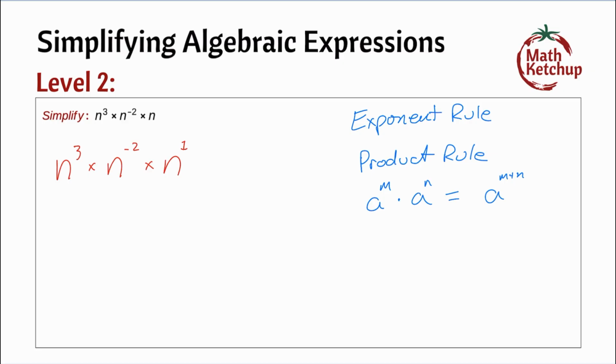So if I go back to our example, I have the same base and I'm multiplying. So I'm just going to rewrite my base and I'm going to add the exponents together. In this case, it's 3 plus negative 2 plus 1. 3 plus negative 2 is 1. 1 plus 1 is 2. So our final exponent on our n is n squared, and that is our simplified form.